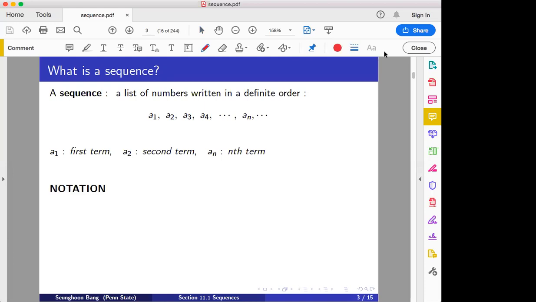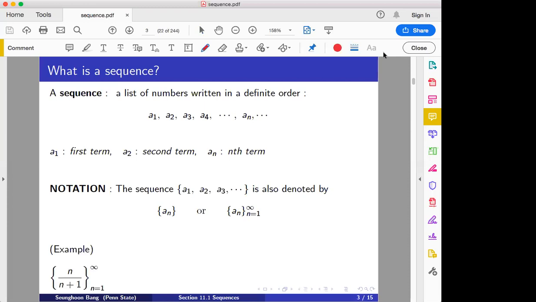This is notation. What's the notation of a sequence? The sequence a1, a2, a3, and so on is also denoted by the set notation {an}, the set notation of an from n equal to 1 to infinity. This is the notation.